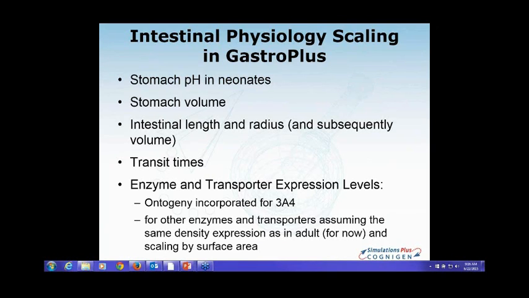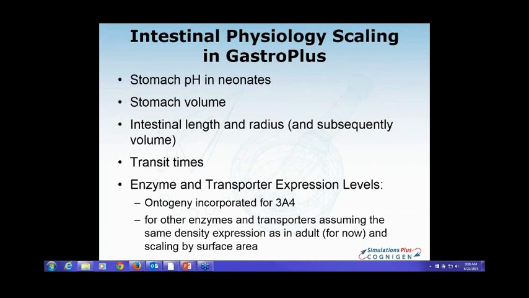All right. Thank you. Next question for oral, the question from Virginia. For oral administration in children, is there any scaling for the gut physiology according to the age or not?